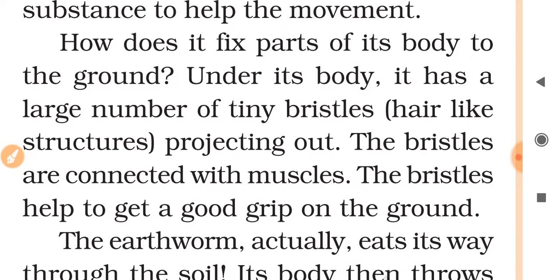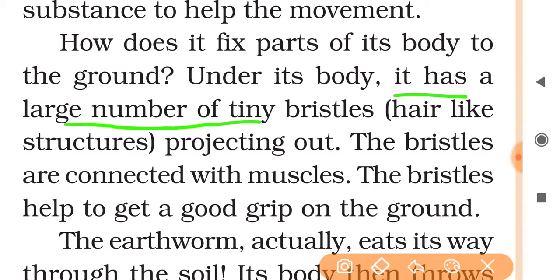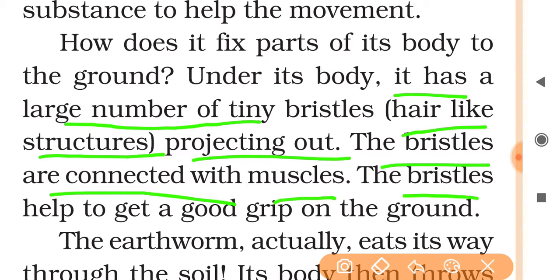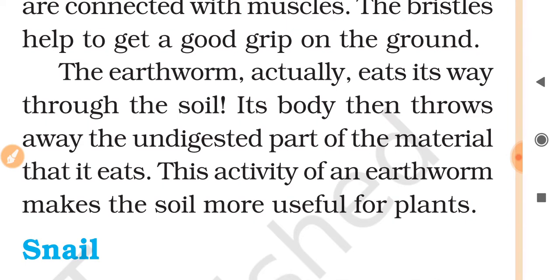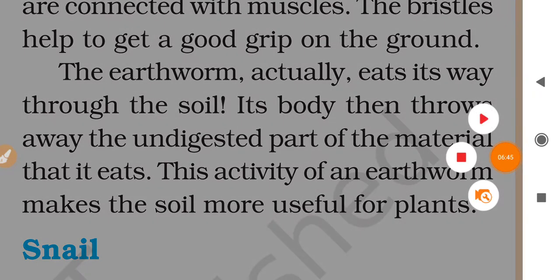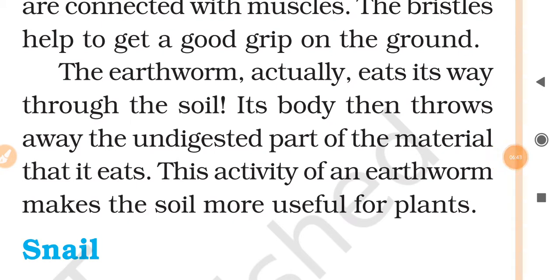How does it fix part of its body to the ground? Under its body, it has a large number of tiny bristles, hair-like structures, projecting out. These bristles are connected with the muscles. The bristles help to get a good grip on the ground. The earthworm actually eats its way through the soil. Its body then throws away the undigested part of the material that it eats. This activity of an earthworm makes the soil more useful for plants. So that's why the earthworm is called the friend of a farmer.